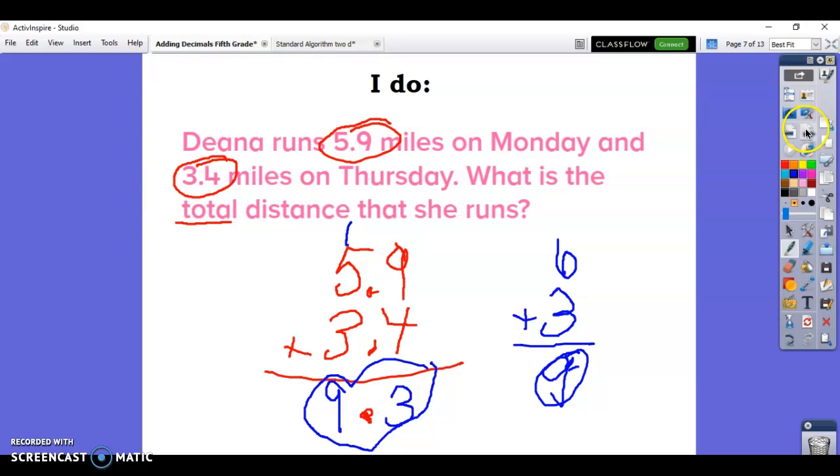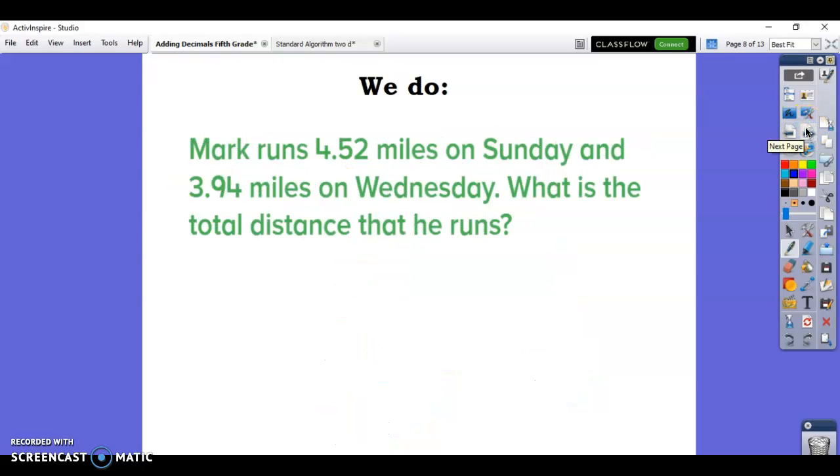Let's practice one on your own. All right, so in your journals, I want you to think about this one. Mark runs 4 and 52 hundredths miles on Sunday and 3 and 94 hundredths miles on Wednesday. What is the total distance that he runs?